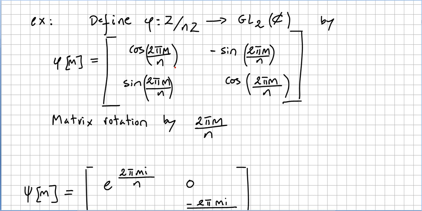We define the representation by this matrix. It is well known that this is the matrix rotation by 2 pi m over n. If you want to check a couple of values, just put some n here and some m's here, and you'll see that this is a rotation matrix.